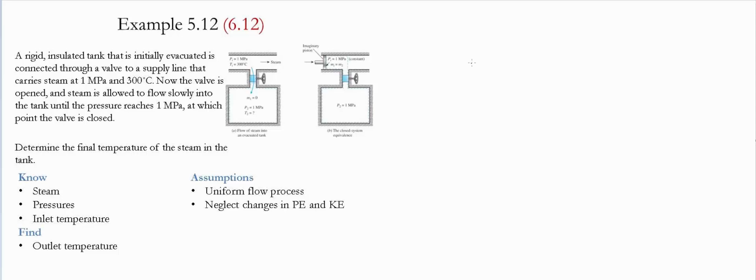The first step is to write the mass conservation. Notice that this is an unsteady problem, and we write the mass balance in the following way. The mass going in minus the mass leaving has to be equal to the change of the mass in the system, which is simply the final mass minus the initial mass inside of the control volume.